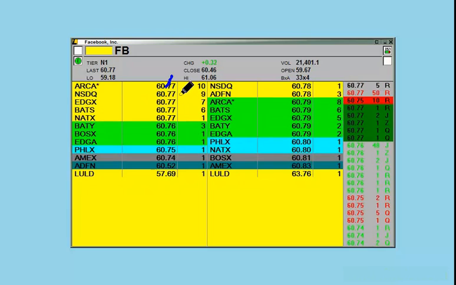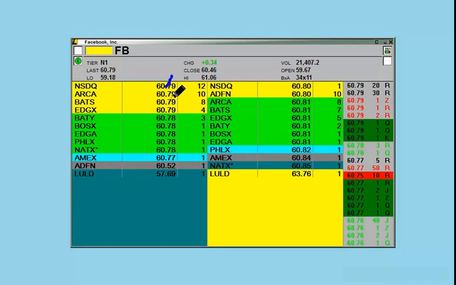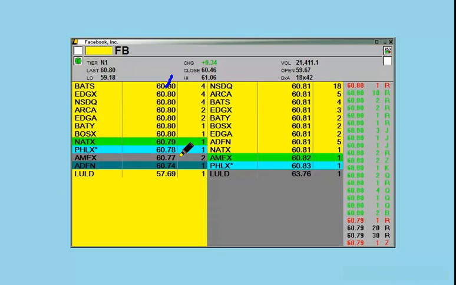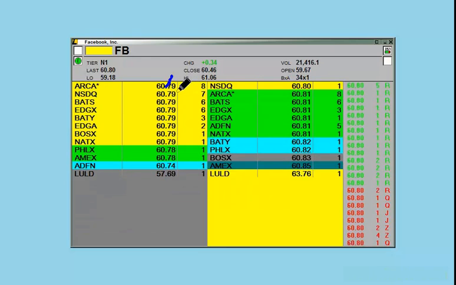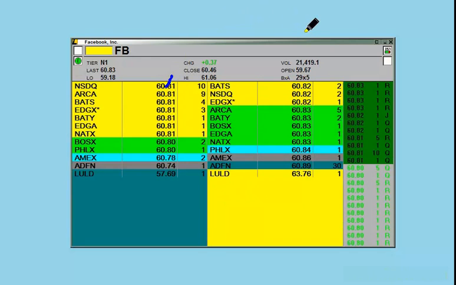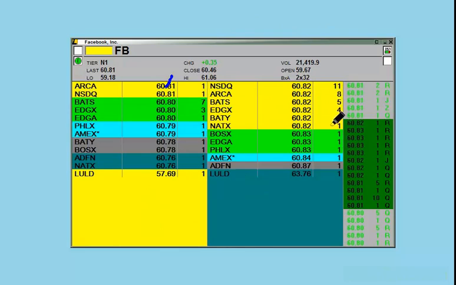Now people are willing to buy at 60.79 out in the crowd. So in that short amount of time, the people in the audience are now willing to pay 60.80. Now let's hop over and look at what people are willing to sell up on stage. Right now, the inside ask is what?